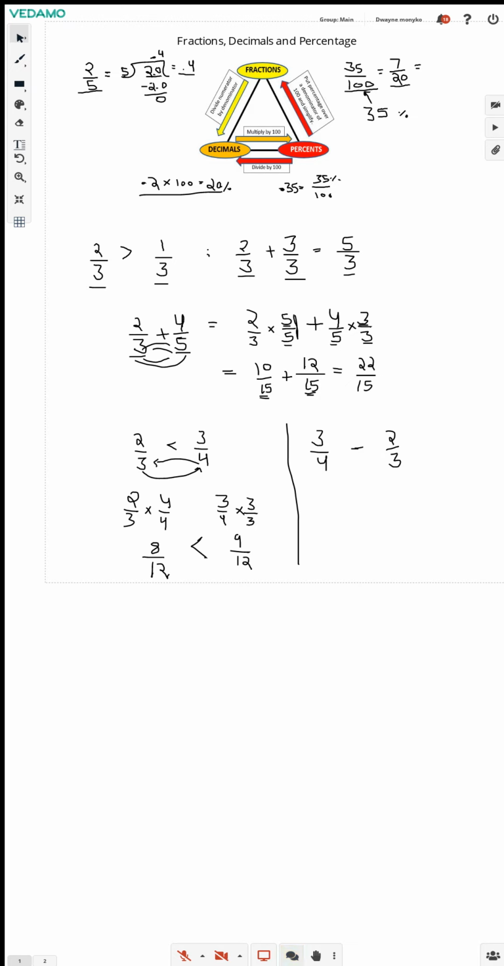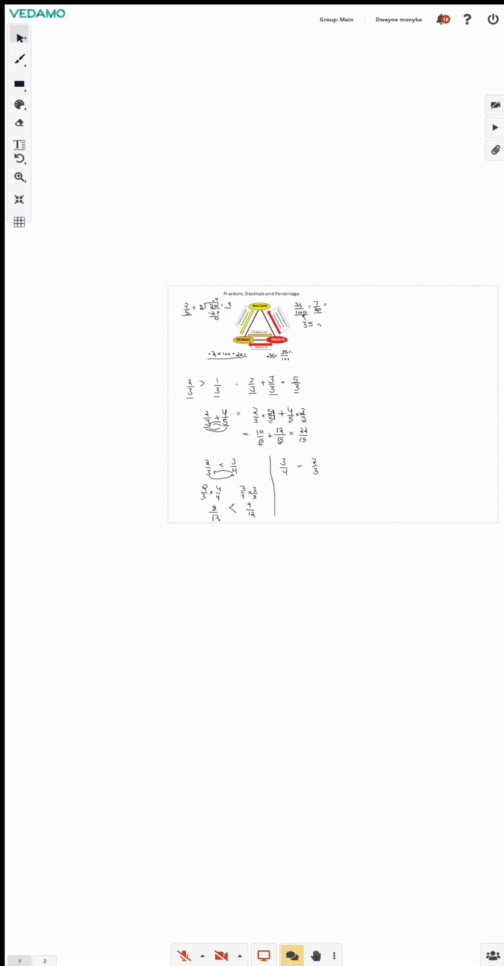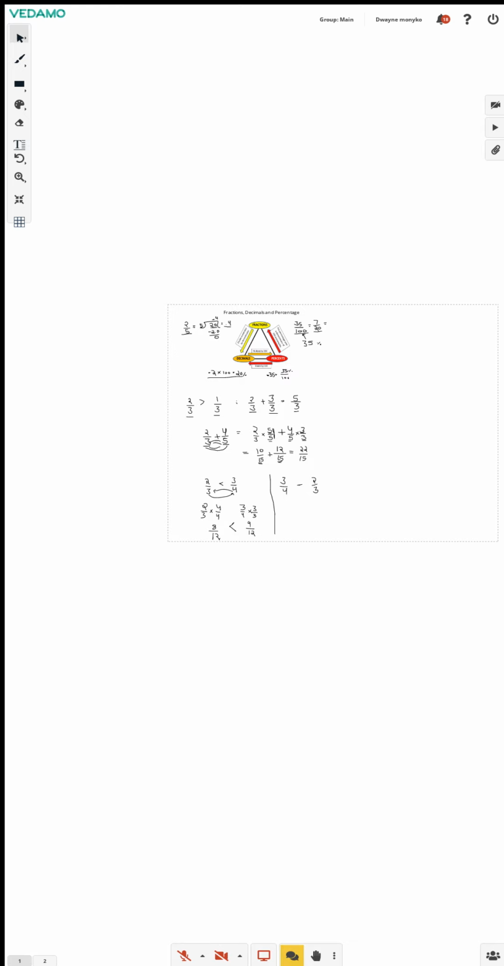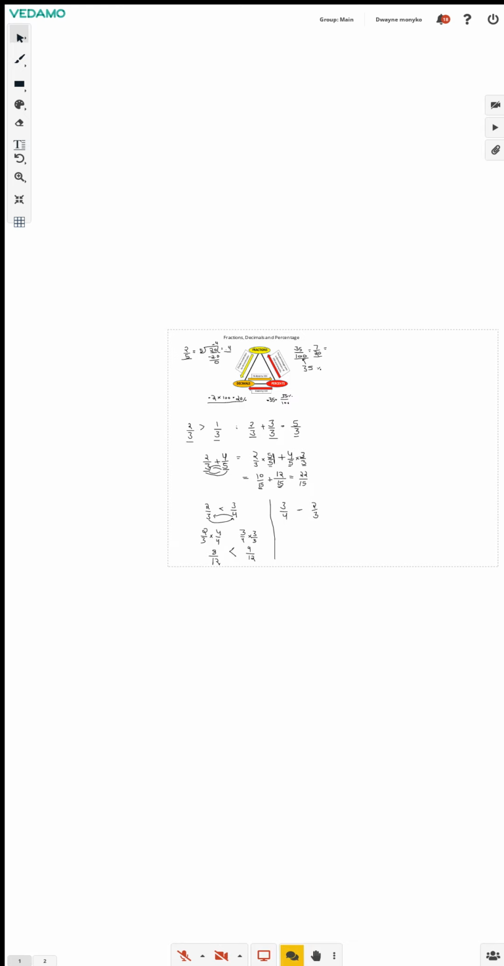If you don't know, multiply the 4 by 3 and then the 3/4 by 3, then you multiply the 2/3 by 4. We're doing subtraction, not multiplication. Yeah, you do the multiplication first, then you subtract from there.